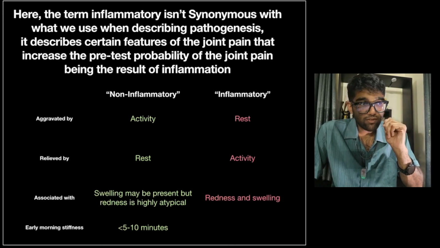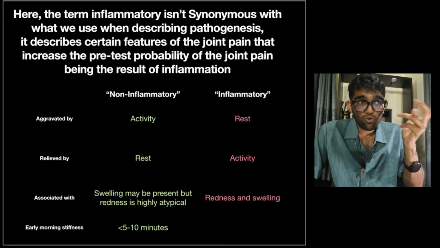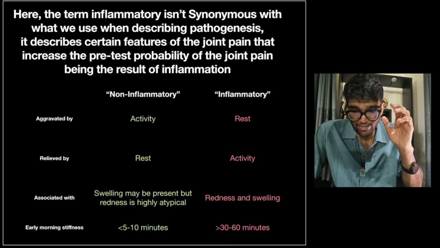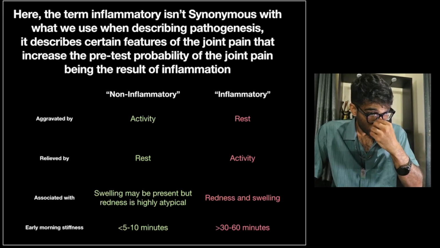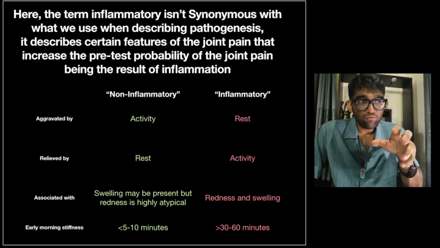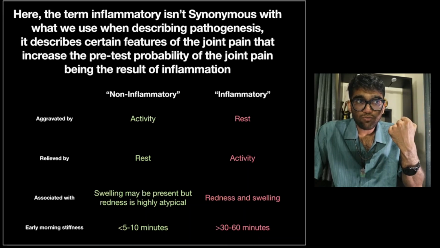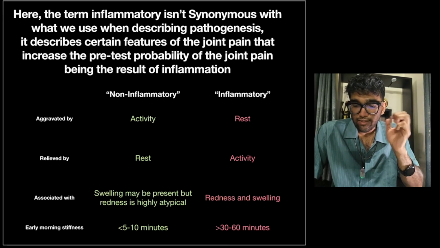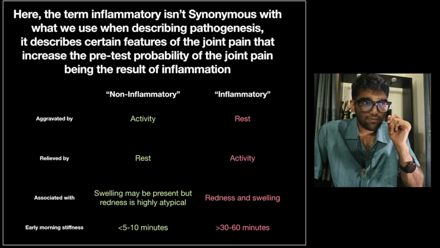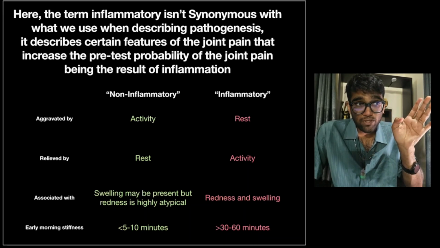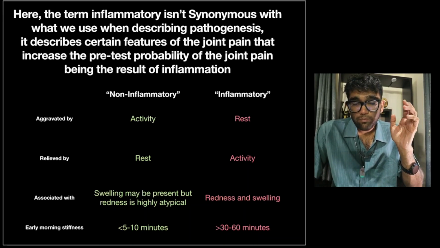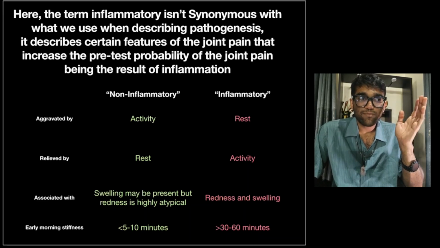It is associated with redness and swelling and local rise of temperature sometimes, and usually the early morning stiffness is more than 30 to 60 minutes. Now the exact cutoff used depends on the situation. For example, in spondyloarthritis we use a shorter cutoff of around 30 minutes, and in RA the 1987 classification criteria use 45 minutes. The present classification criteria doesn't say a specific duration.